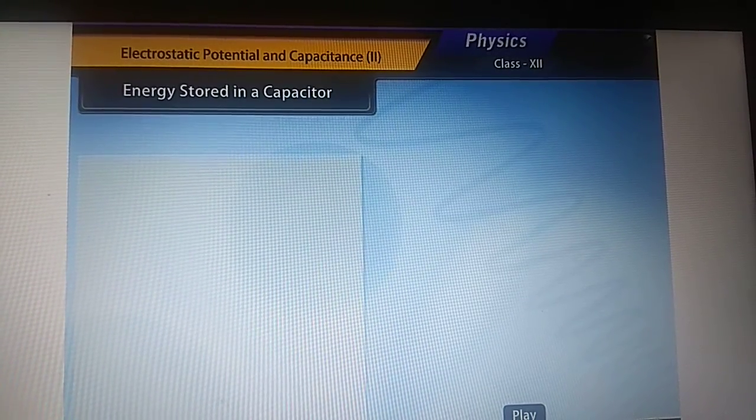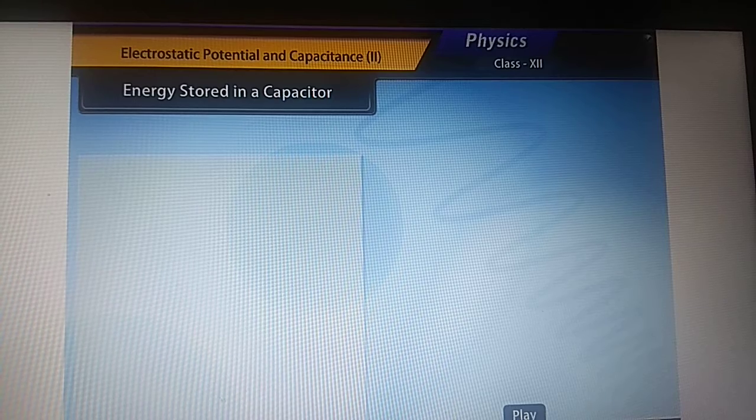Good morning, children. In continuation with chapter 2, electrostatic potential and capacitance, today I am going to start with the topic energy stored in a capacitor. Let's start.